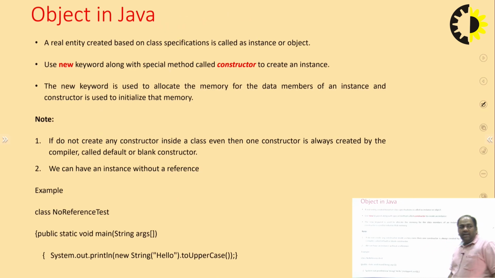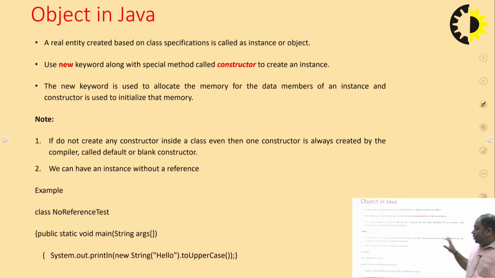Next are objects in Java. The objects are the real entity created based on the class specification, and the new keyword is used along with the special method called constructor to create an instance. We can also sometimes define an object without using a constructor. It is not necessary that we always use a constructor, but it's better if we use a constructor. The new keyword is used to allocate the memory of the data members of an instance, and the constructor is used to initialize that memory, like I have shown in an example.